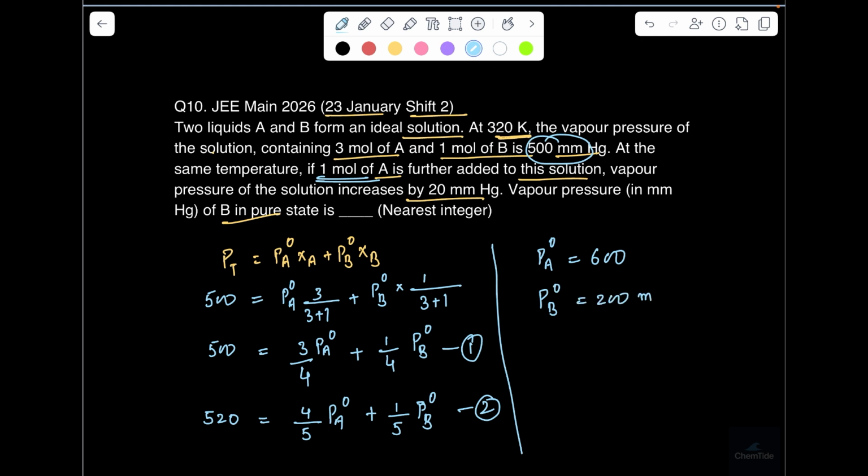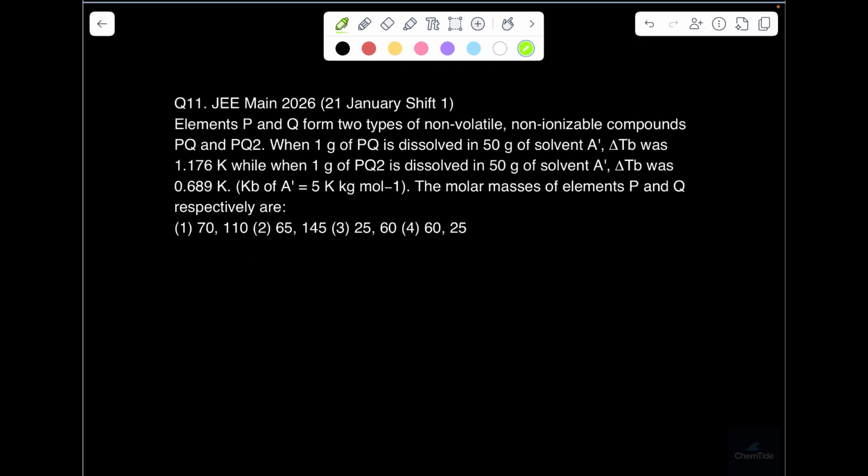So question 11, 21st January shift 1 question. Elements P and Q form two types of non-volatile non-ionizable compounds, PQ and PQ2. When 1 gram of PQ is dissolved in 50 gram of solvent, delta TB was this. When 1 gram of PQ2 is dissolved in 50 gram of solvent, delta TB was this. Kb is given. We have to find out the molar masses of P and Q.